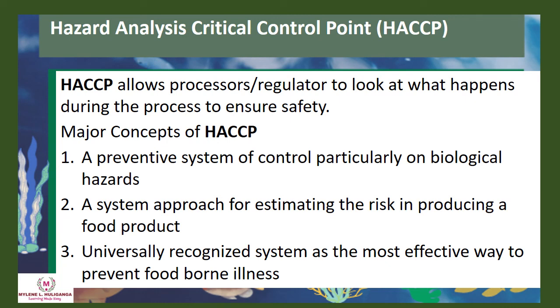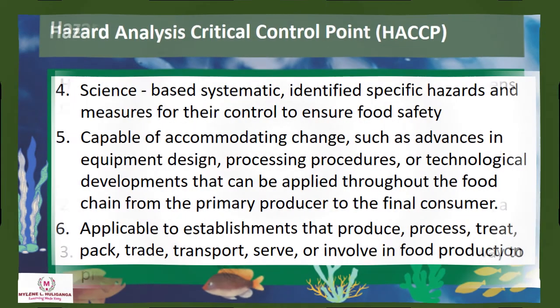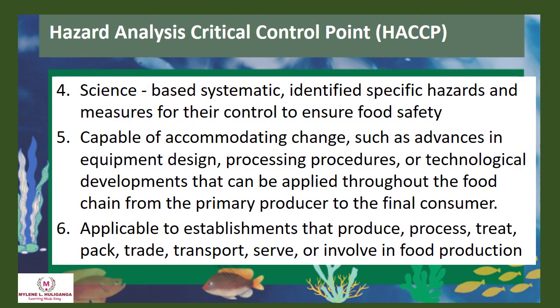Number 1, a preventive system of control, particularly on biological hazards. Number 2, a system approach for estimating the risk in producing a food product. Number 3, universally recognized system as the most effective way to prevent foodborne illness. Number 4, science-based and systematic. Identifies specific hazards and measures for their control to ensure food safety.